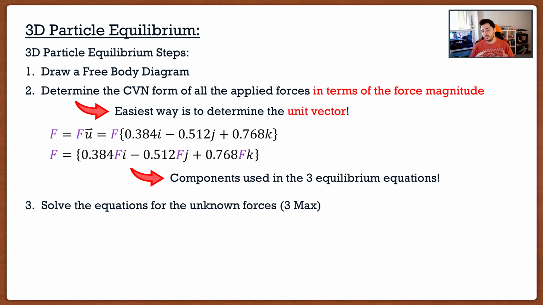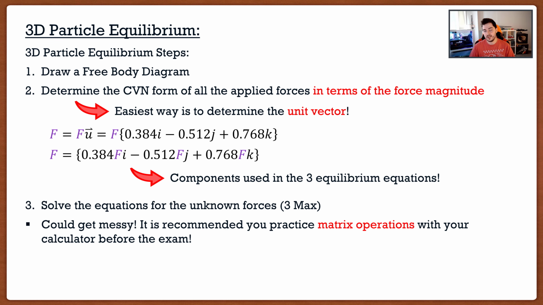Remember, in 3D we have three equations: summation of forces in the x, summation of forces in the y, and summation of forces in the z, and they must all equal 0. So we have three equations, which means we can solve for three unknowns. Now, this is where you should get good with your calculator, because it can get kind of messy. Three equations with three unknowns. If you're doing it by hand, it's going to be time consuming.